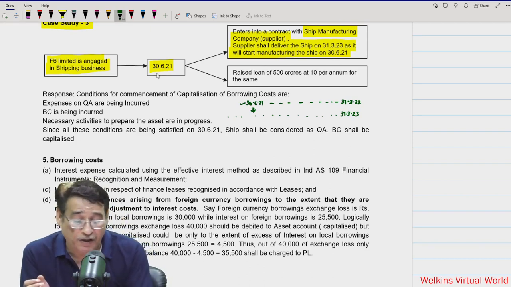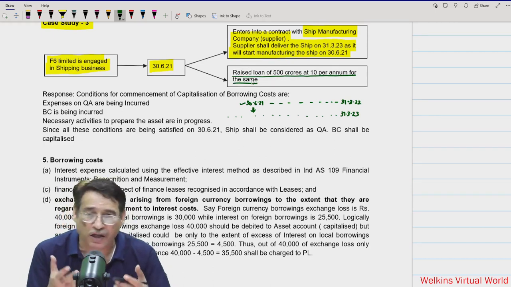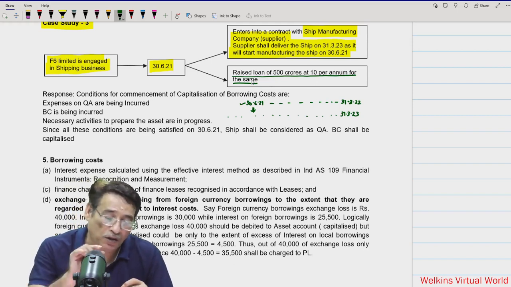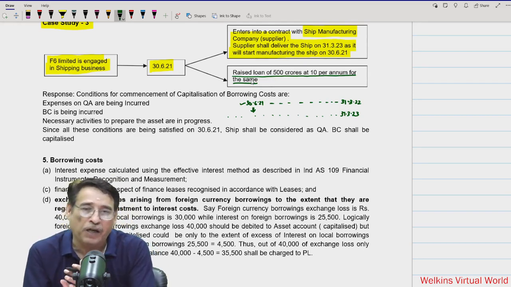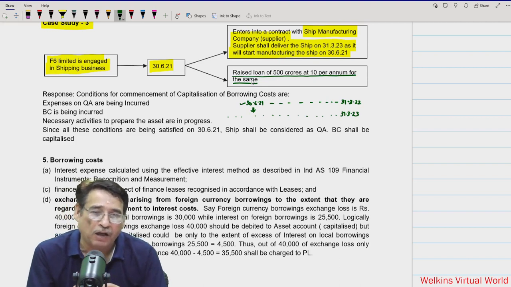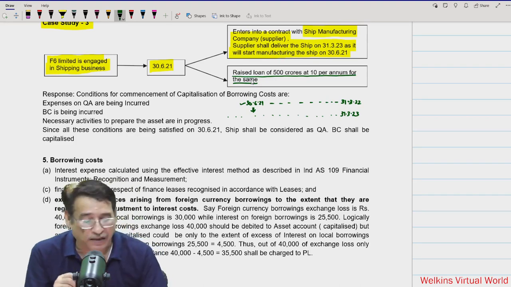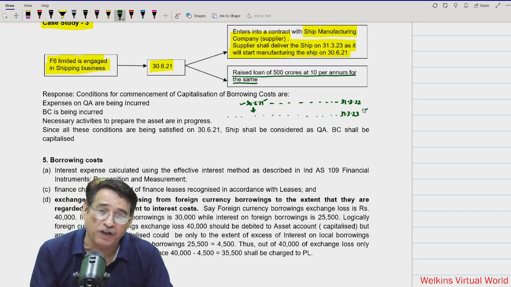And further, it is given that on 30th of June 2021, this entity F6 Limited has raised a loan of 500 lakhs at 10% per annum for the same. That means, in order to get the ship built, F6 Limited has raised a loan of 500 crores. So on 30th of June, we have raised a loan. Quite obviously, we will start paying the interest from this day onward. But whatever interest we are going to pay, that interest will be capitalized from this particular date, 30th of June, till 31st of March 2023.